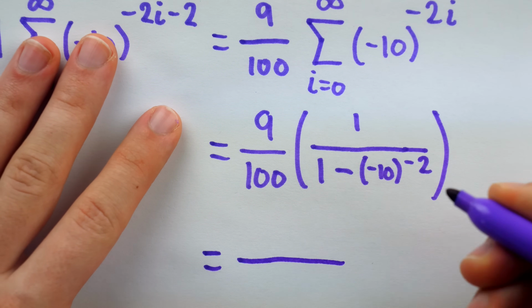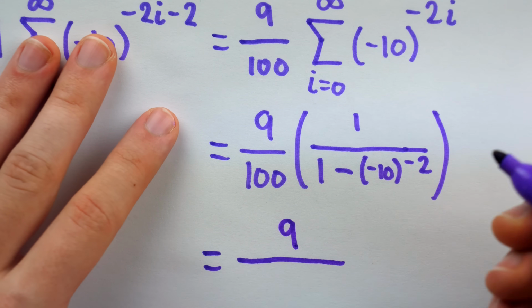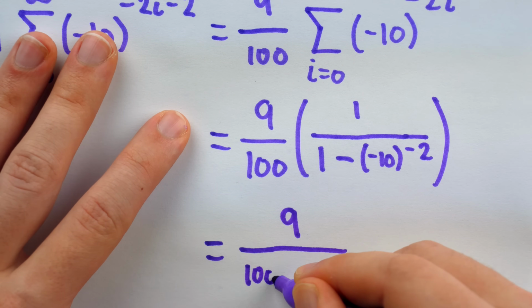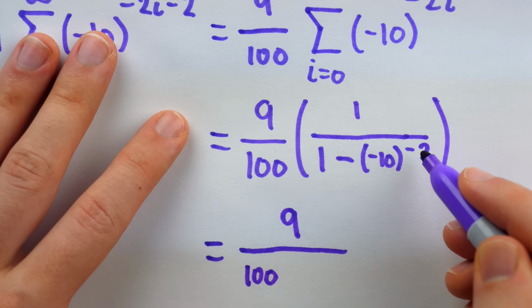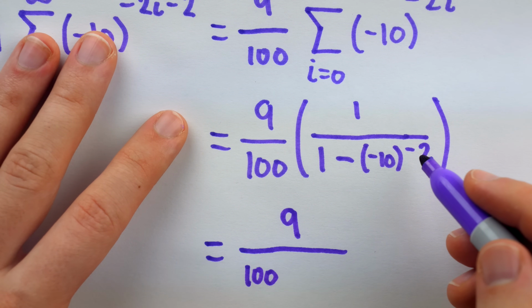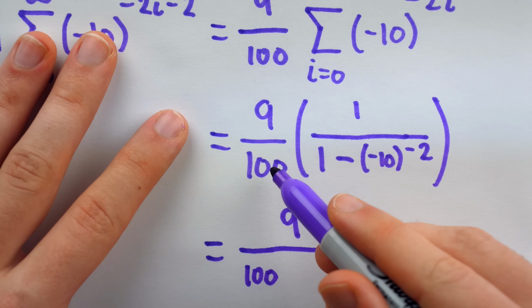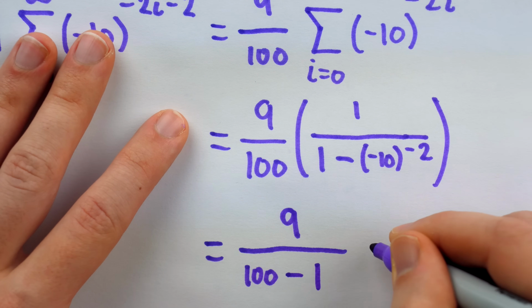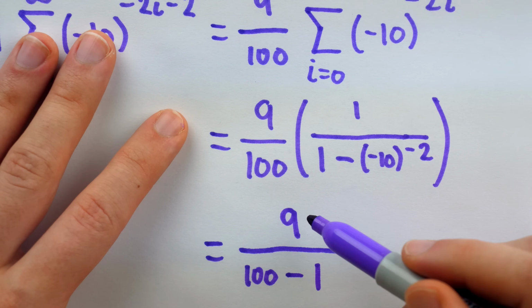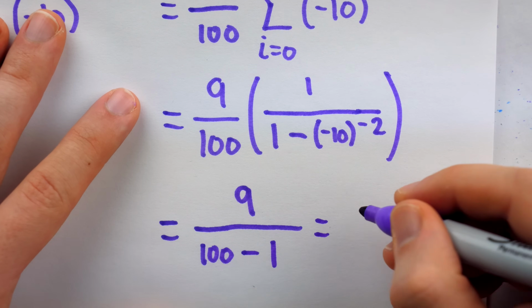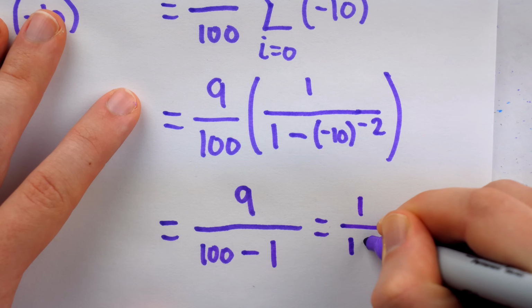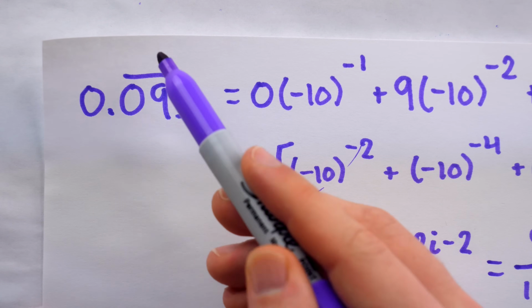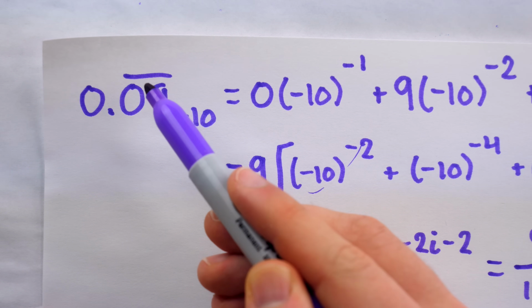In the numerator, of course, we have 9 times 1, which is 9. In the denominator, 100 times 1 is 100, and then remember, negative 10 to the negative 2 is 1 over 100. So when we multiply that by 100, we would just get 1. Thus, in the denominator, we have 100 minus 1. In total, this is 9 divided by 99, which is 1 divided by 11. So this is the value of that infinite repeating negadecimal number we wrote, 0.09 repeating.